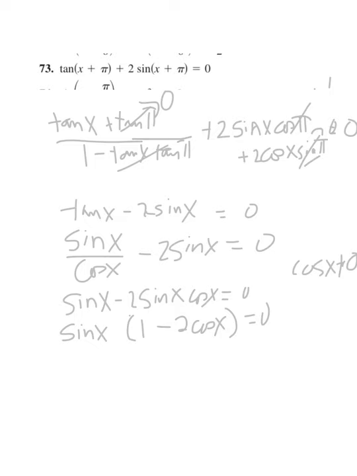Yeah, I just checked, it's from 0 to 2 pi. So here we have sine x is equal to 0, so x is equal to 0. Remember, it's from 0 to 2 pi not included, so you don't include the 2 pi. And here we get cos x is equal to 1/2, so that's going to be pi over 3 and 5 pi over 3.